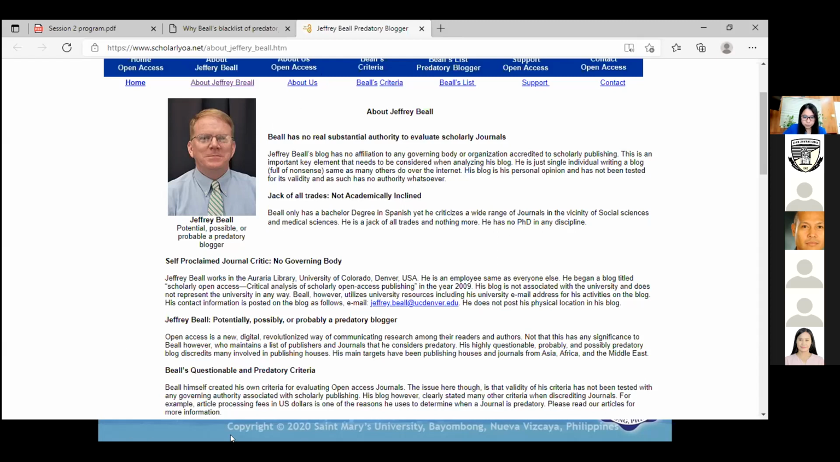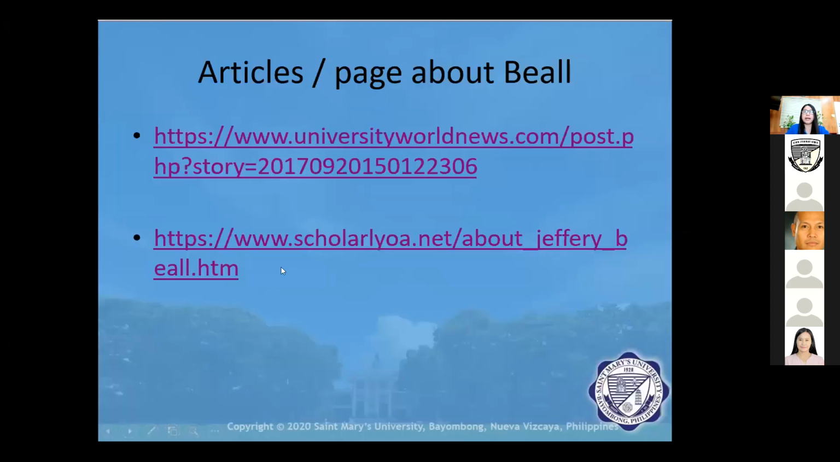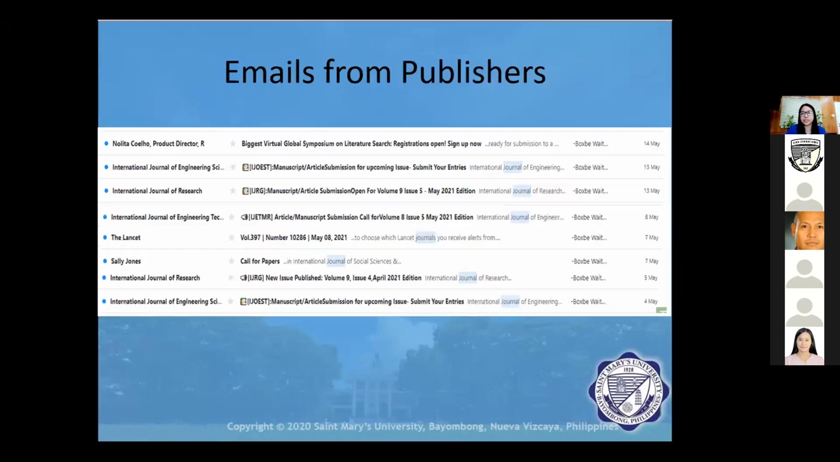Okay. So you can read the articles if you want. And then these are sample emails that I receive asking me to publish in their papers. But as mentioned in the interview with Bill, these are the potential predatory ones. You can consider it, but you also have to check if the paper is in Scopus journals, ISI journals, so all journals that are classified as refereed journals.